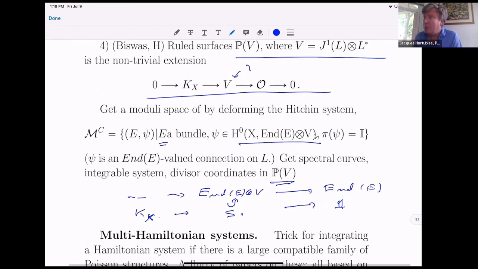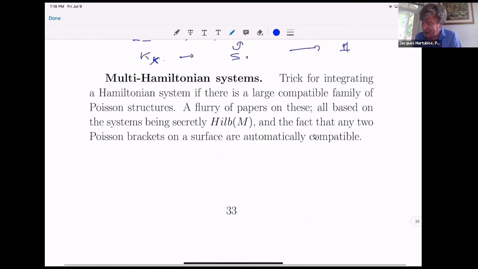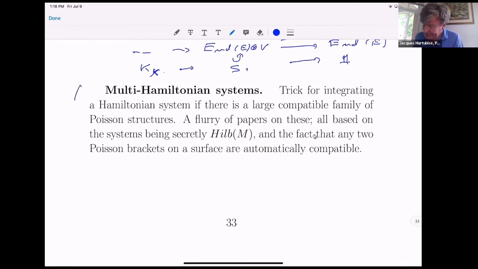A final remark maybe is that the Hamiltonian systems, I mean, a lot of people work on these things. And there's a trick for integrating a Hamiltonian system in that you somehow produce a family, a compatible family of Poisson structures.